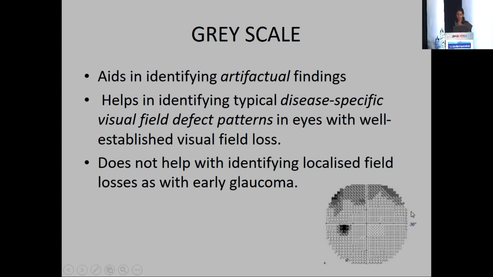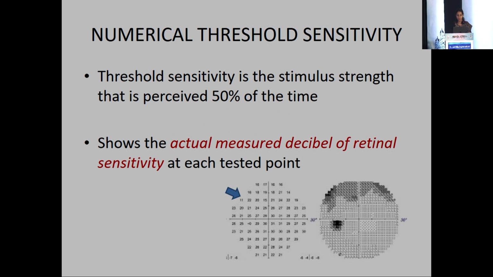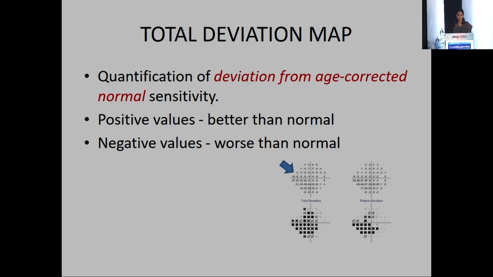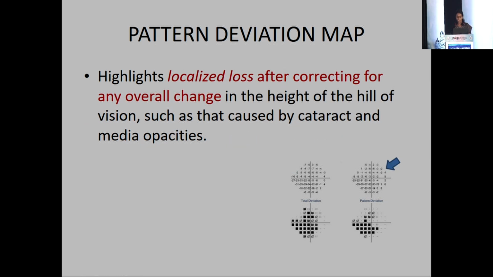Grayscale helps in identifying artifacts or any obvious disease-specific field patterns. It's not of much use in glaucoma. Numerical threshold sensitivity provides the raw data of actual measured threshold sensitivity of each testing point. Total deviation quantifies how much it deviates from the age-corrected normal values. Pattern deviation highlights the localized loss after correcting for any generalized depression due to media opacities.